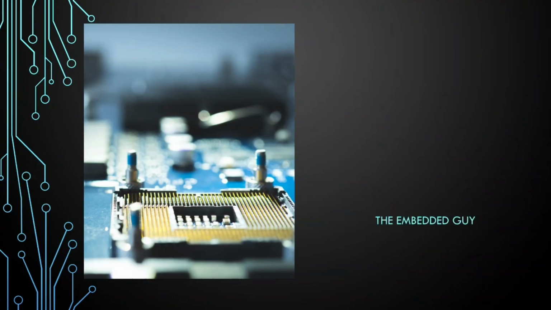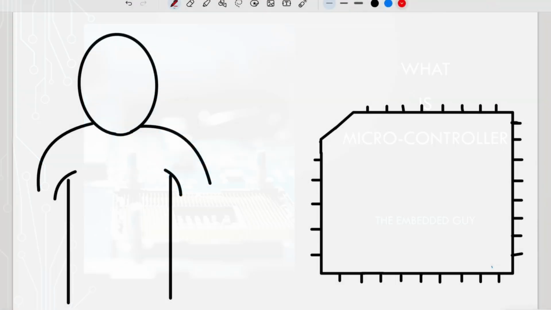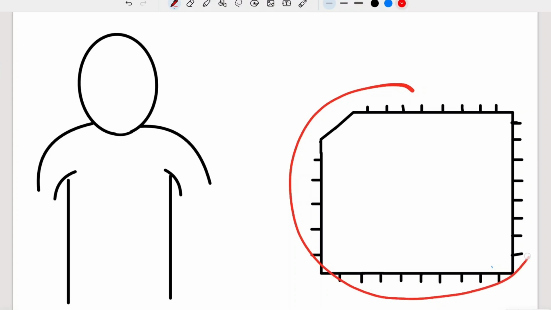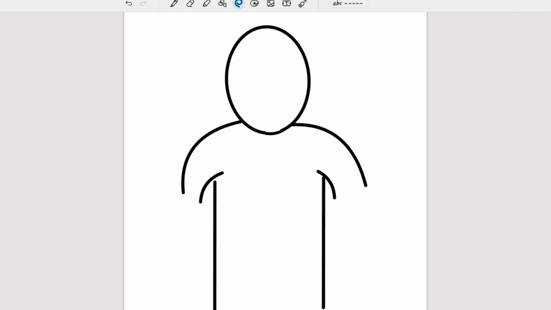Topic of this video is what is microcontroller. Here we will understand microcontroller by comparing it with the human body. So let us start. First of all, we will understand the human body in electronics way.